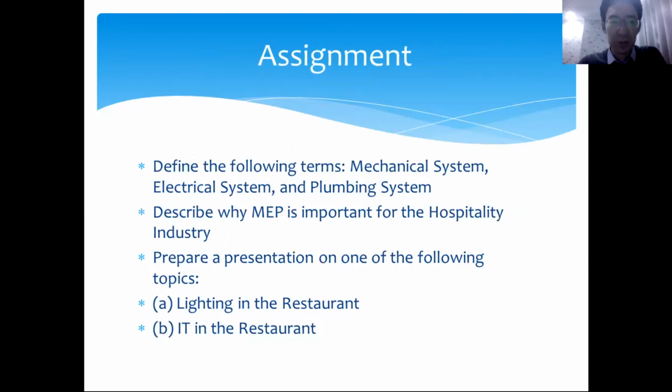I'm going to give you an assignment now. The first assignment is to define the following terms: mechanical system, electrical system, plumbing system. Then describe why MEP is important for the hospitality industry. Then prepare a presentation on one of the following topics: lighting in the restaurant or IT in the restaurant.